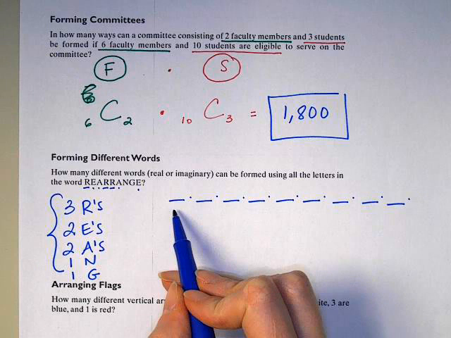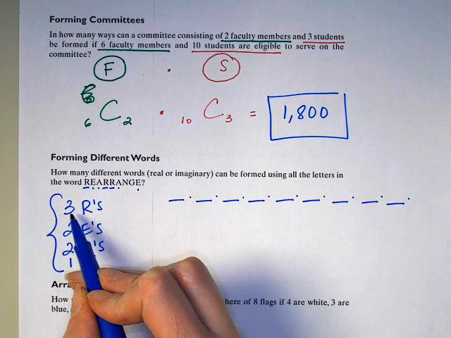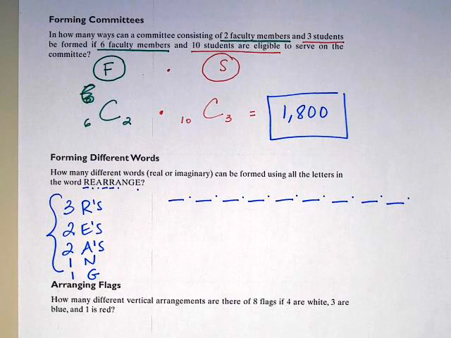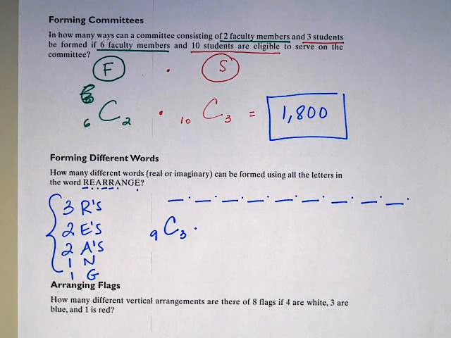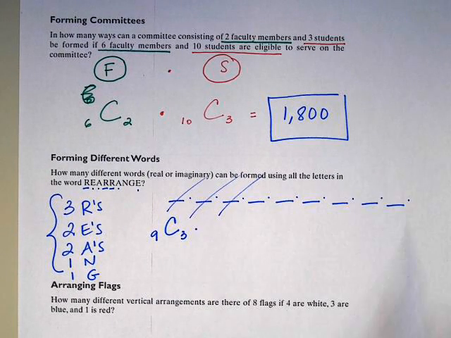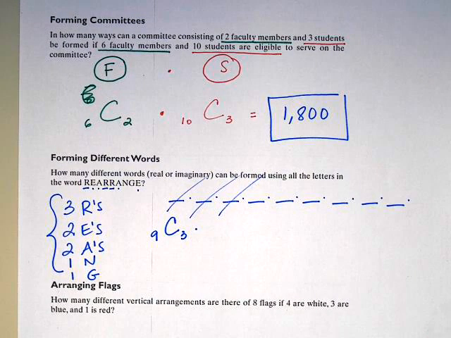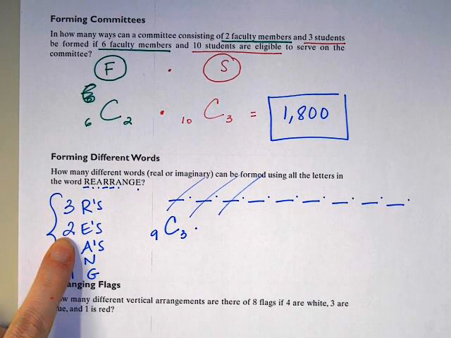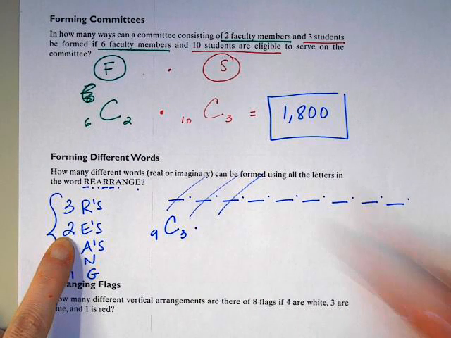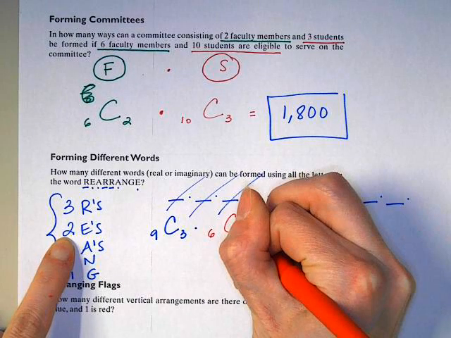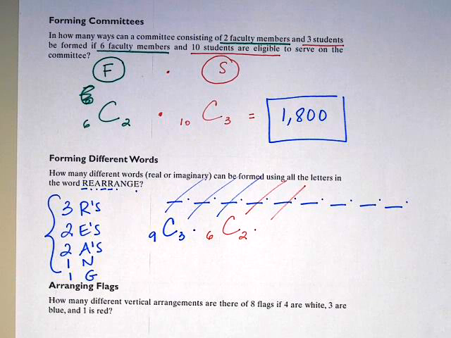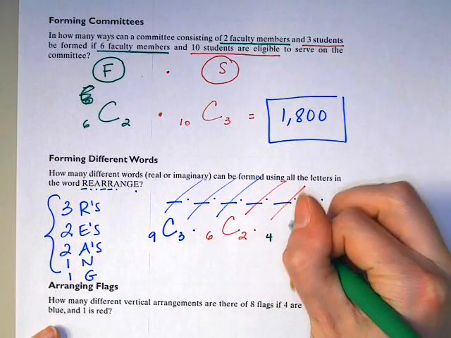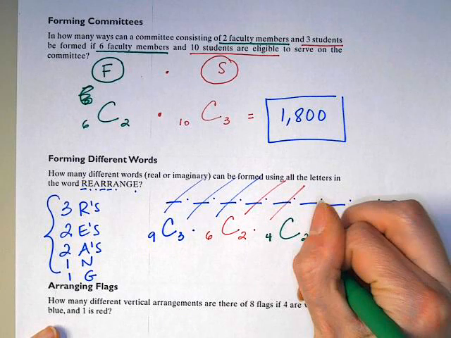So out of the 9 possible slots, we have 3 spots to count for an R, right? So for the R's, it'll be 9, choose 3. But now that 3 of those spots are taken by an R, doesn't matter where, now how many spots do we have left for an E? 2, 3, 4, 5, 6. So now we have 6 spots to choose 2 of the E's. And now we're down to only 4 spots left to choose an A. So 4, choose 2.